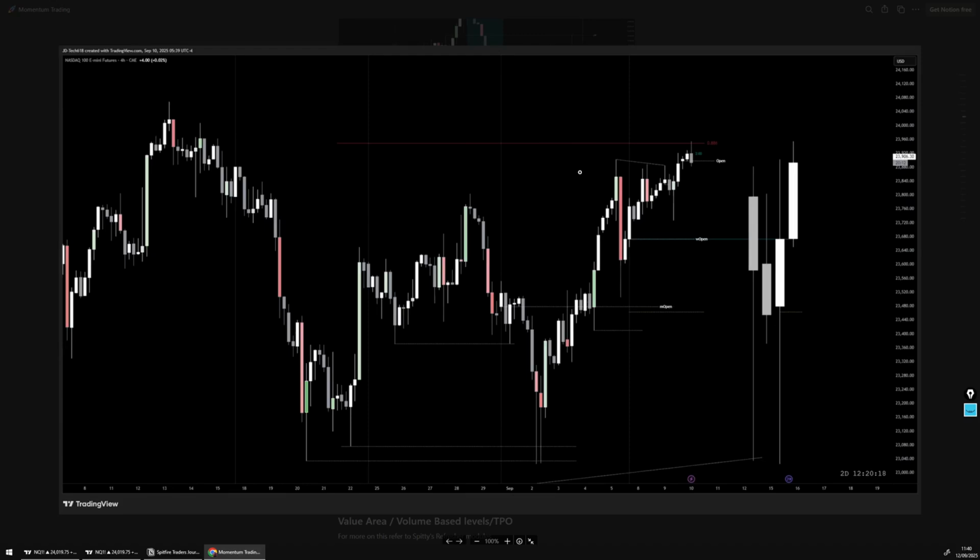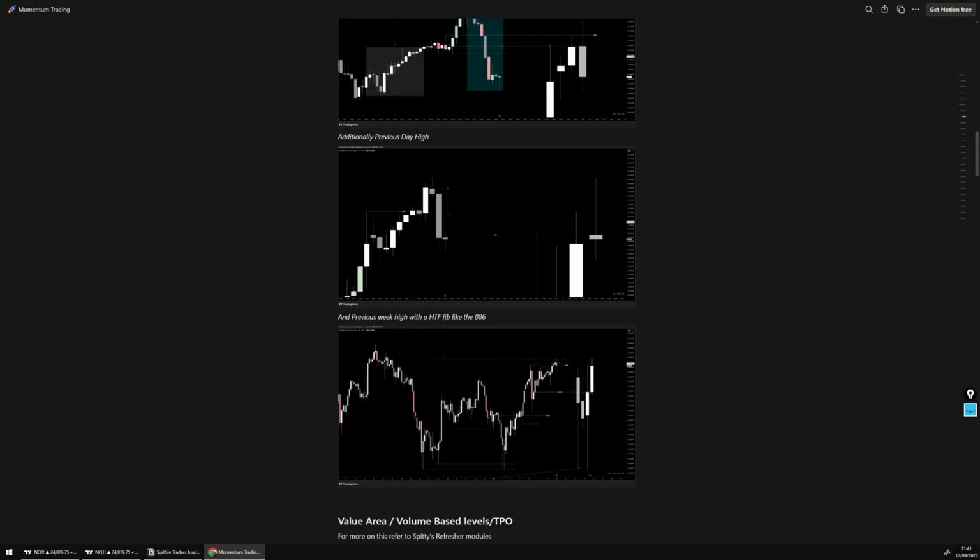Okay, so you can see how you can begin to overlay that time-based liquidity and how you can use them in confluence with each other to determine areas of value. Okay, so that's essentially what we're doing here with time-based liquidity.